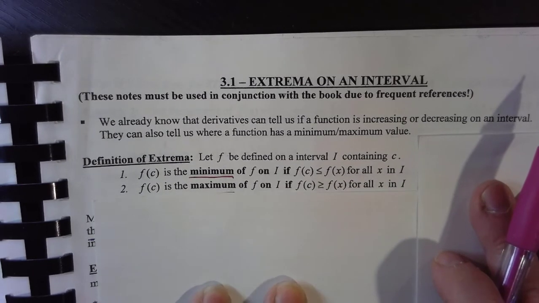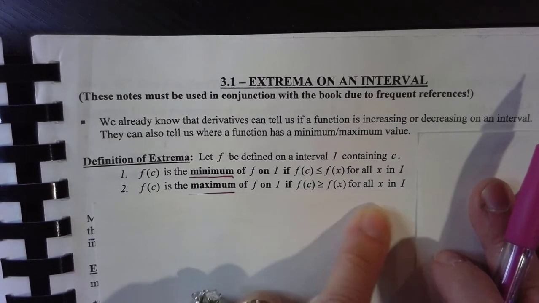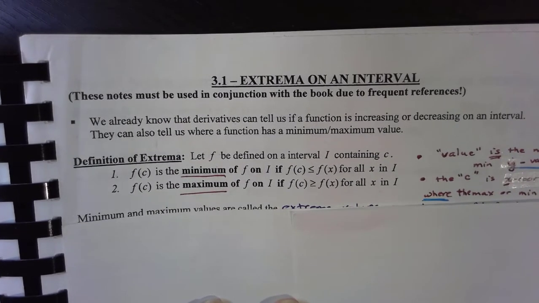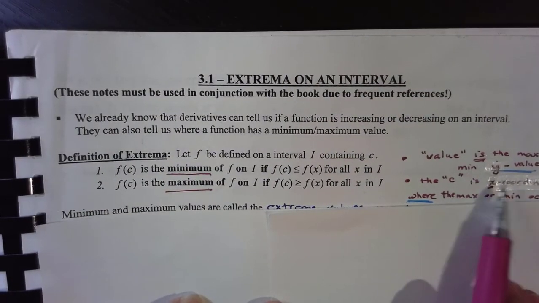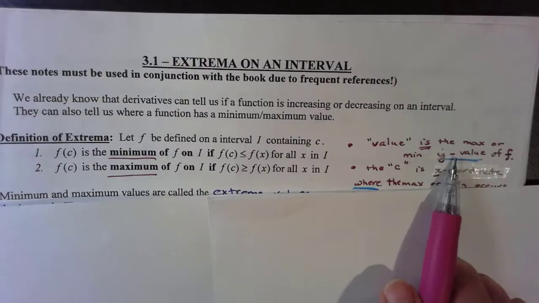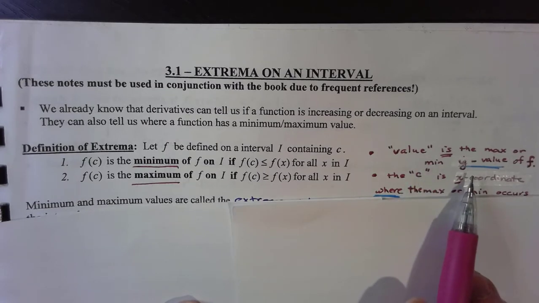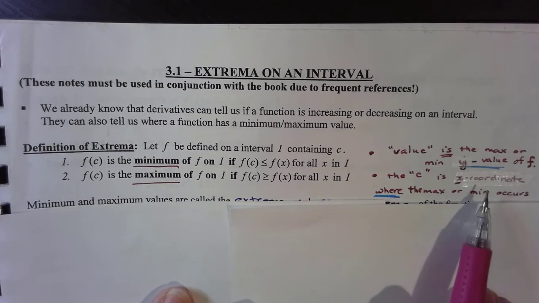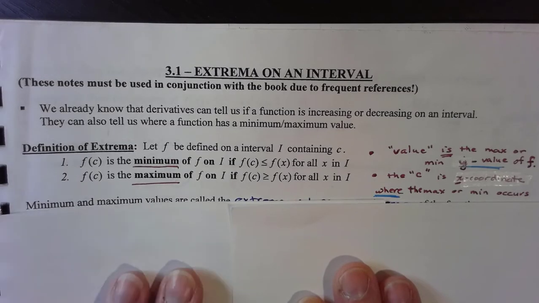F of c is the maximum of f on the interval if f of c is greater than or equal to f of x for all x's in your interval. Now, let's talk about what we mean by some words here. Value is the maximum or minimum y value on your function. When we use the word value, it's intending for it to be the y value. C is the x coordinate where the maximum or minimum occurs. We don't usually say the x value. So the word value in mathematics usually refers to the y value.